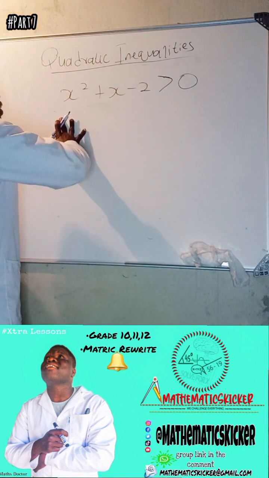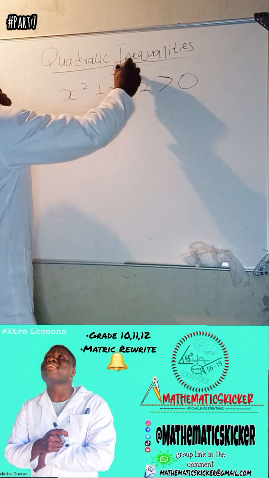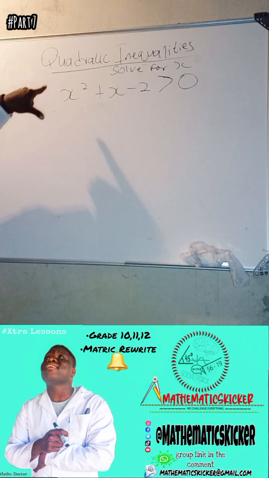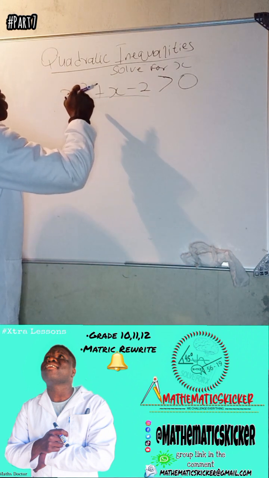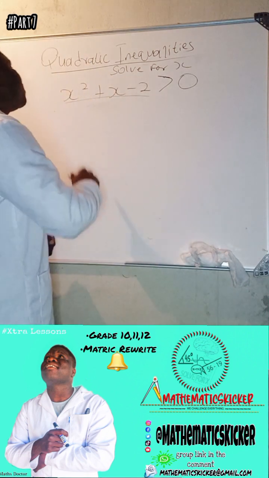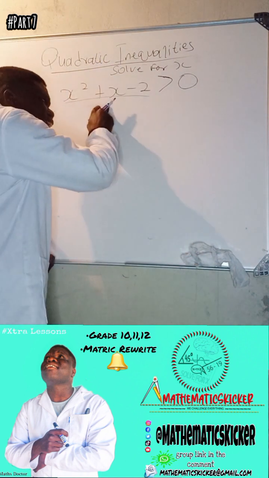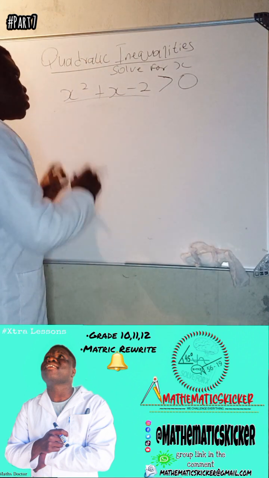And now, the question says solve for x. It means for which values of x is the expression x squared plus x minus 2 greater than 0. We want those values of x.